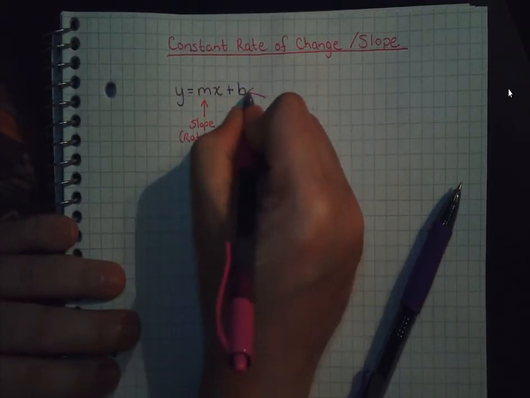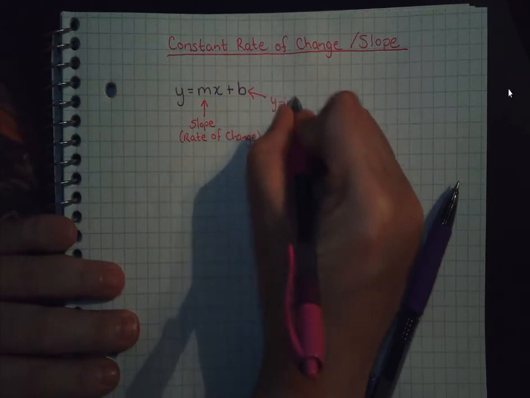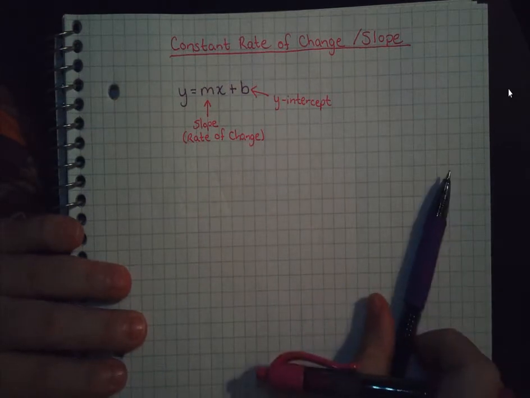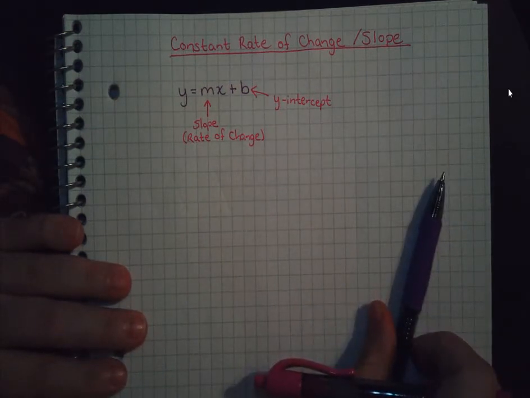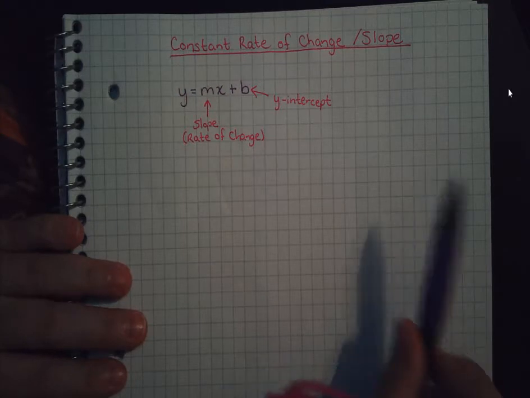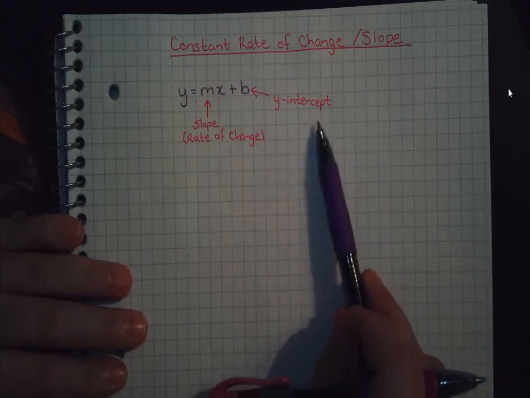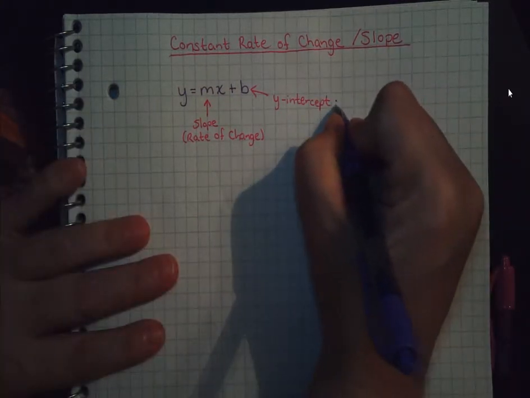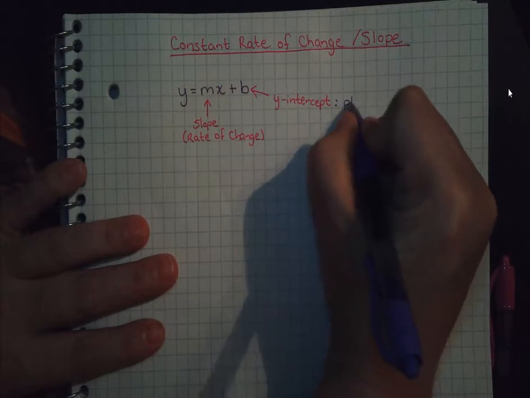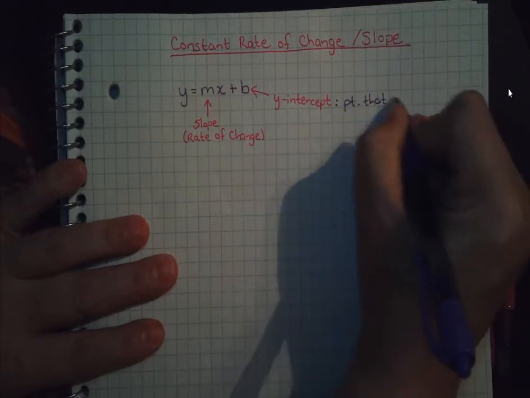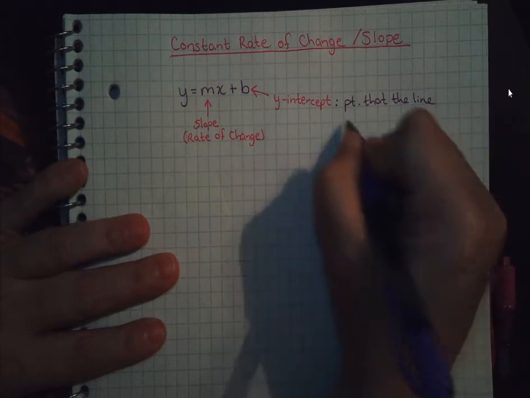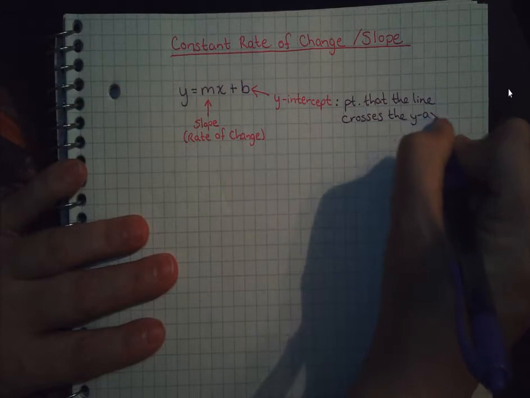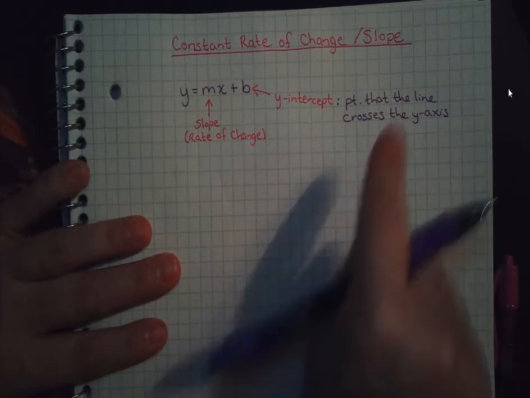And then b is called your y-intercept. Now, I talked to you about y-intercepts when we were looking at graphing, and I said, remember that term because we're going to use it a lot when we get to lines. Because the y-intercept is where it crosses the y-axis. So this is the point that the line crosses the y-axis. Okay, so we talked about that.